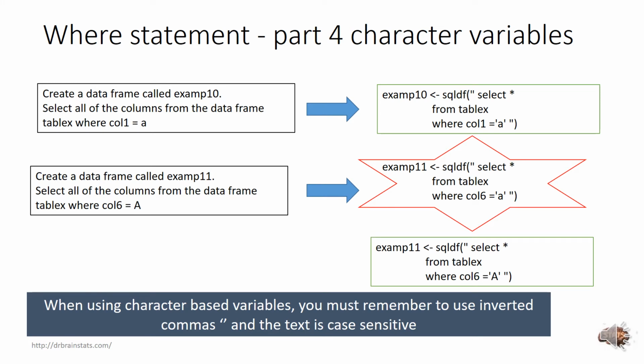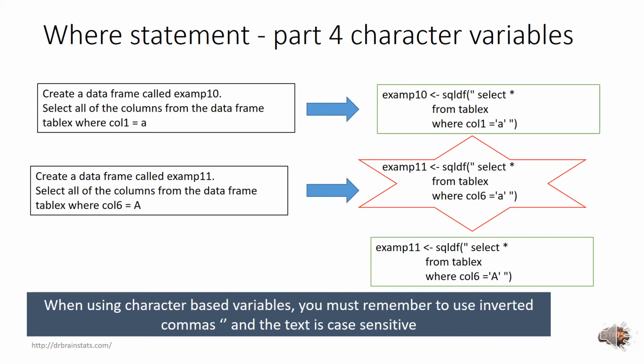And so we proceed to character-based variables. In our first example, we're going to create a data frame called examp10. We're going to select all of the columns from the data frame tab X, where col1 equals 'a'. Please just note the where statement, where the letter a is in inverted commas.